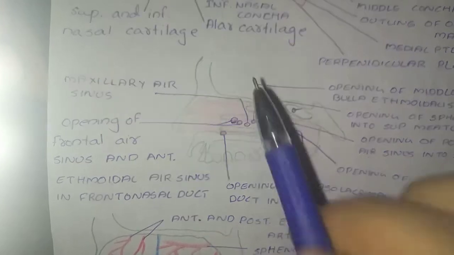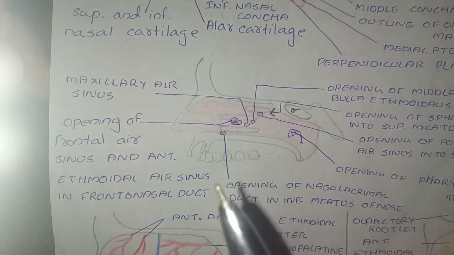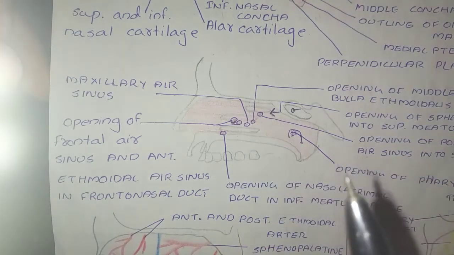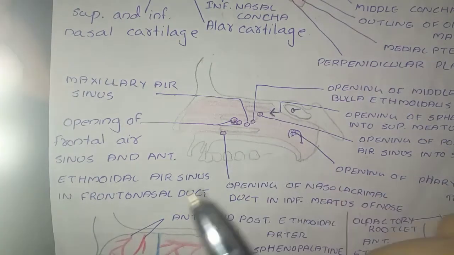In this part 2 we will discuss the topic conchae and meatus. Now let's move on to the topic conchae. The concha has been divided into 3, that is the superior concha, middle concha and inferior concha.